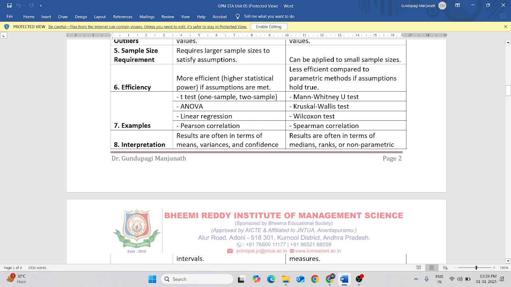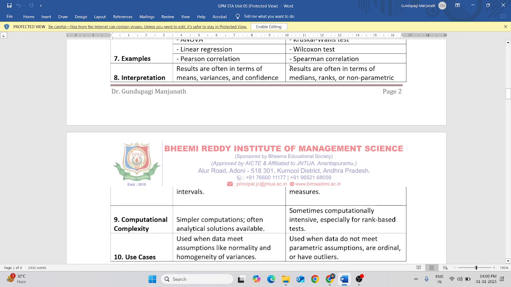As I told you, regarding interpretation, most of the times in the parametric methods we interpret based on the variances, but here we will be taking the interpretation based on the medians, ranks, or non-parametric measures.